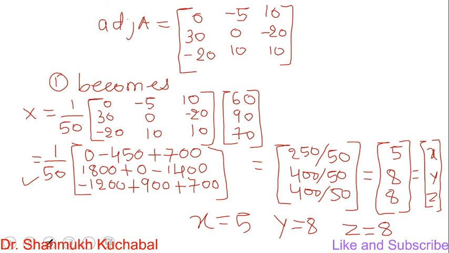So dear students, we have taken the formula X equals 1 by the determinant value of A into the adjoint of A into B. So the determinant value of A we have to calculate, the adjoint of A we have to calculate, and B we have written in the first step here. So dividing by the determinant value and multiplying the adjoint of A and B, from this we get the solution for X, Y, Z here.